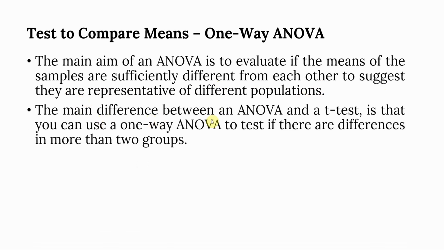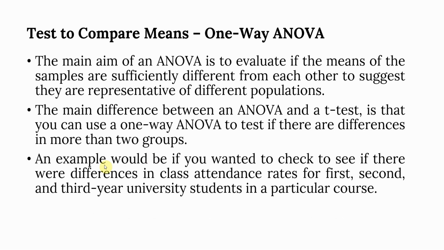The main difference between an ANOVA and a t-test is that you can use one-way ANOVA to test if there are differences in more than two groups, whereas t-test is used for two groups. An example would be if you wanted to check to see if there were differences in class attendance rates for first, second, and third year university students in a particular course. So you are assessing the differences in class attendance across the university students who are enrolled in first, second, and third year.